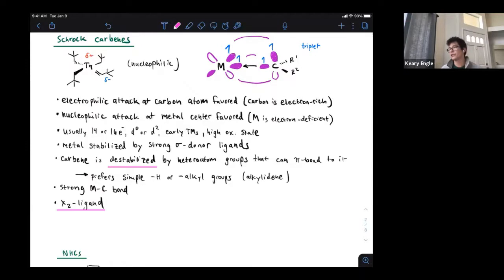And then the Schrock type carbenes most commonly just have an alkyl group or one or more alkyl or H groups hanging off of them. They very rarely have anything other than that, and typically not heteroatoms. And you can imagine why that would be destabilizing if you thought about that R1 group, for example, pumping electron density into what's already a partially filled orbital. And then, as I said, Schrock type carbenes have strong carbon metal bonds that have more double bond character.